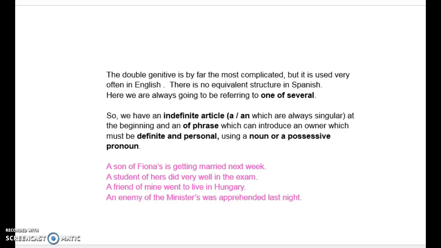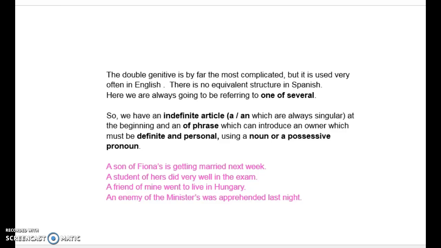The same thing happens with the next sentence where you have a student of hers. Hers is a possessive pronoun that indicates, I imagine, the teacher. And so here you have only one student of that teacher's did very well in the exam. You must remember here that you are always talking about one of several. Yes, that is the most important thing you have to remember.